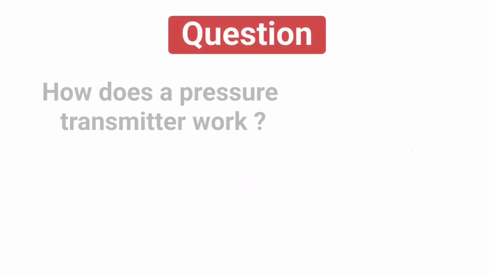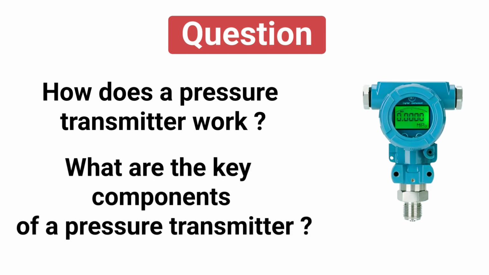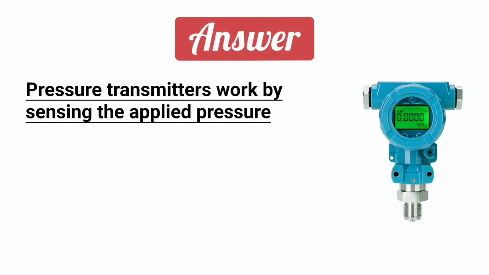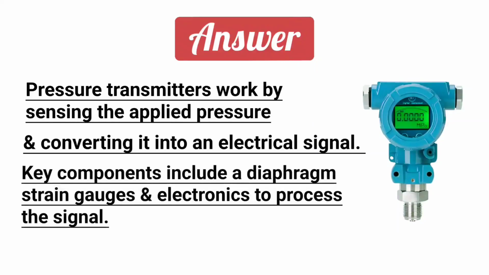Next question, how does a pressure transmitter work, and what are the key components of a pressure transmitter? Answer is, pressure transmitters work by sensing the applied pressure and converting it into an electrical signal. Key components include a diaphragm, strain gauges, and electronics to process the signal.